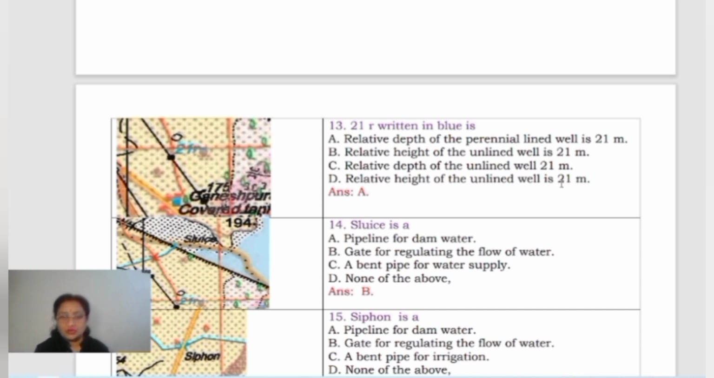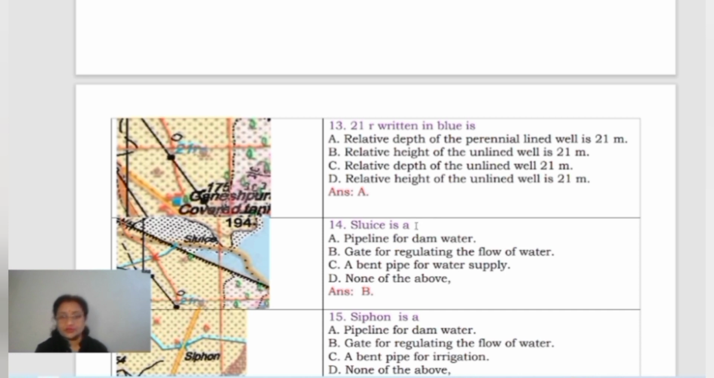And out of these two options, we know very well that the blue dots shown here are showing the perennial lined well. This perennial lined well is shown by a blue dot. That means the relative depth shown is that of the perennial lined well. So the A option is correct here. It shows the relative depth of the perennial lined well is 21 meters in reference to the surrounding area. This is the most appropriate answer, right?